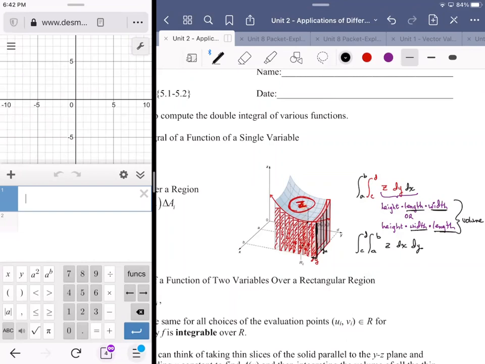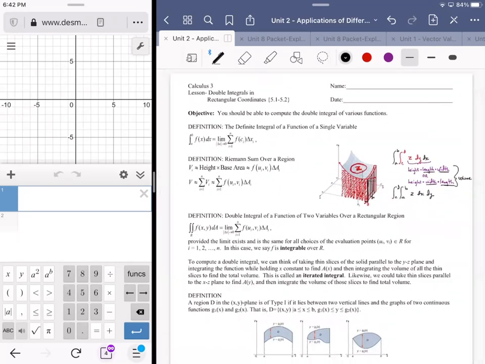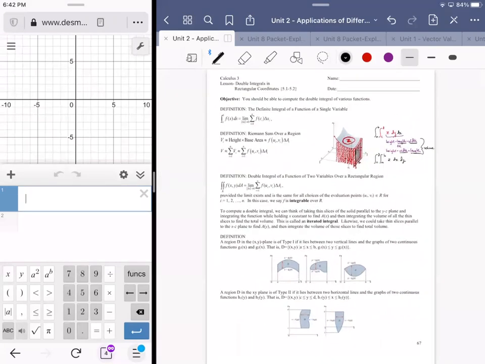But if you have a true understanding, I mean, you know how it is, especially after volumes of revolution in Calc 2. If you have a good understanding of the underlying principles, then you don't have a problem setting up these integrals. It's going to be really easy. All right. So just something to keep in mind.